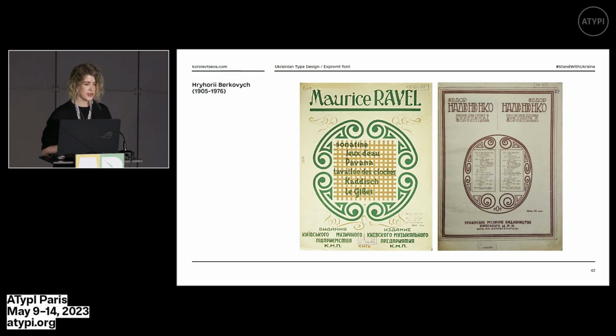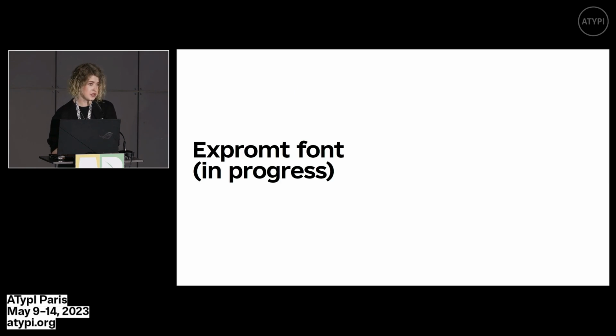These are works by Grigory Berkovich. In the right picture, you can see interesting letters, like the English E, the Ukrainian E it's called, and you can see there not a horizontal crossbar, but a vertical stem inside. I like this letter E, and I decided to be inspired by this heritage, and I haven't finished this typeface. It's still in progress.